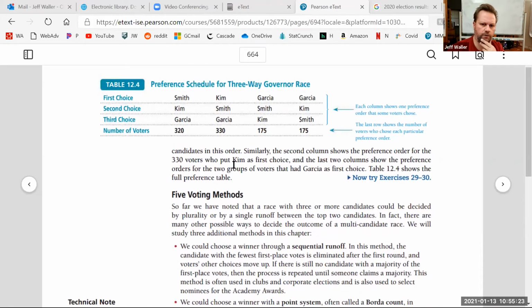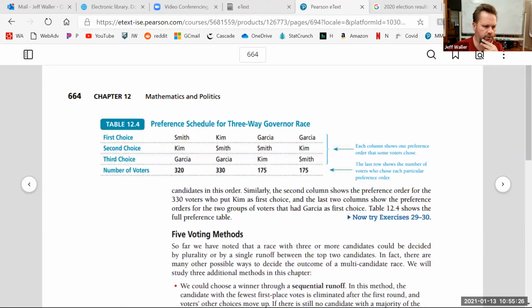Actually, let's go through this again. I didn't even look at this as a majority thing. Let's be more careful. So again, Jeff, don't say kill Smith. We're not going to kill Smith. So Garcia, stay with me now. Garcia has 350 votes, right? I think this is fine. I just want to make sure.